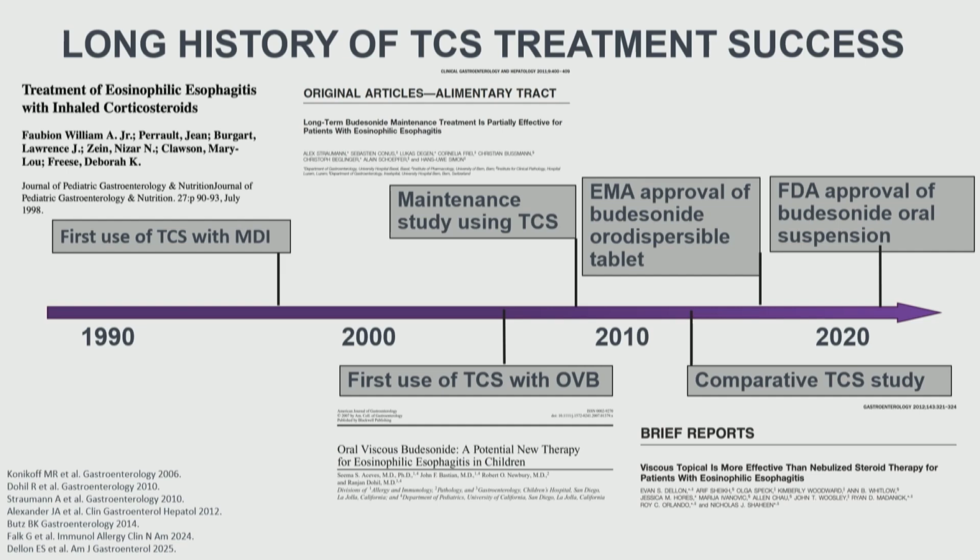Dr. Straumann's group described using topical corticosteroids for maintenance therapy, and Dr. Dellon's group compared oral viscous budesonide versus swallowed topical steroids from an inhaler and found they were similar in efficacy. It was not until 2018 that the European Medicines Agency approved budesonide in the form of the budesonide orodispersible tablet. And then in the United States, after heroic efforts, the FDA approved budesonide oral suspension, an esophageal pre-made form of topical steroids, in 2024.